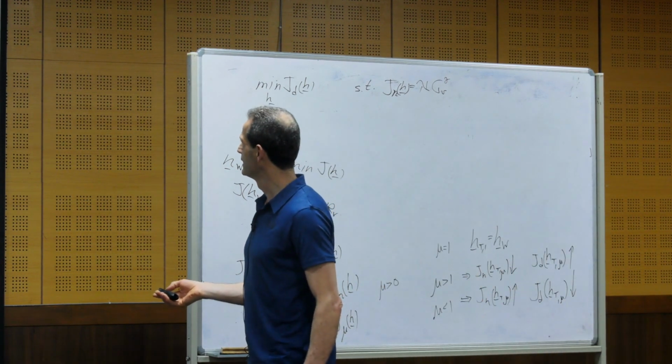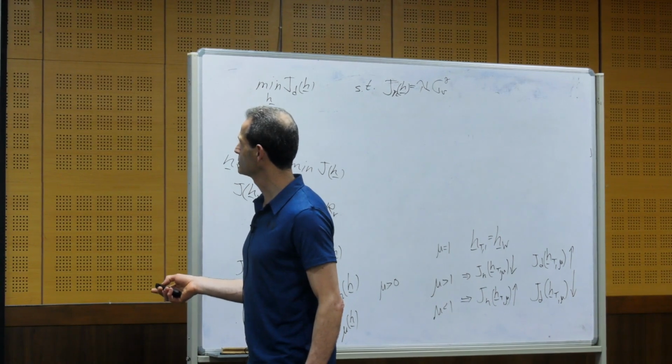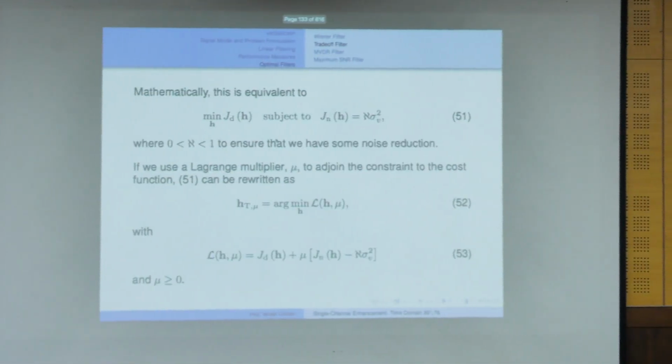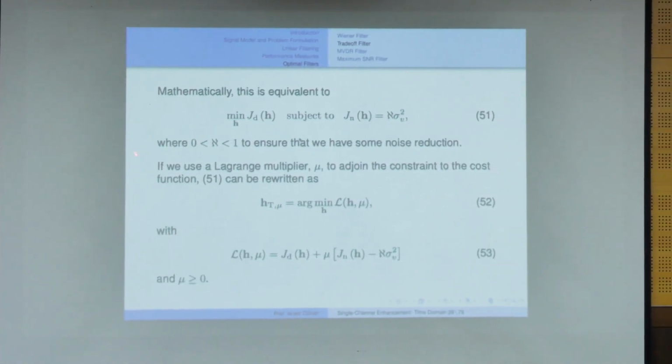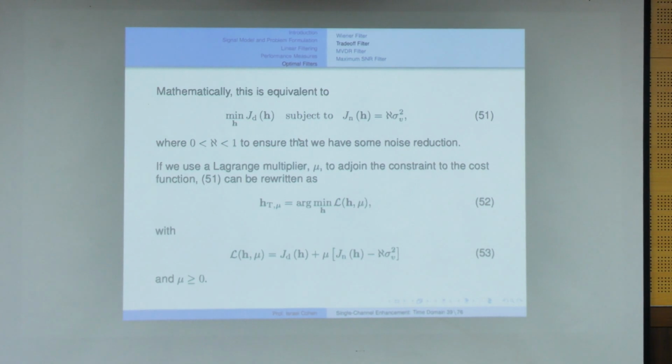Maybe I will write it. I don't want to go to the solution yet, but let me go back to the expression of Jd and Jn. Even though it's very easy to find it here, let's do it here instead of going to the slides. I want you to be familiar. We said that Jn(h) is the expectation of h transpose v squared, right?